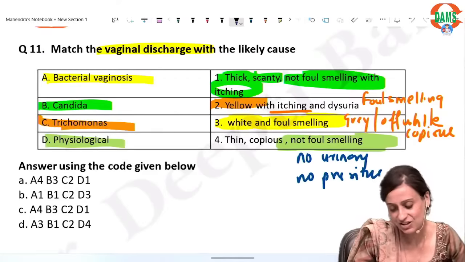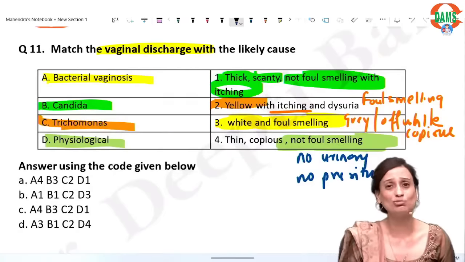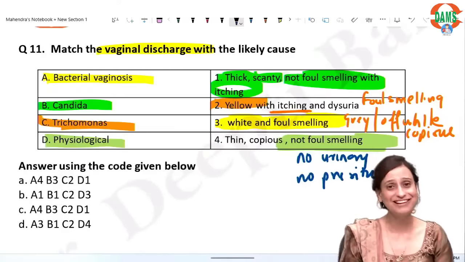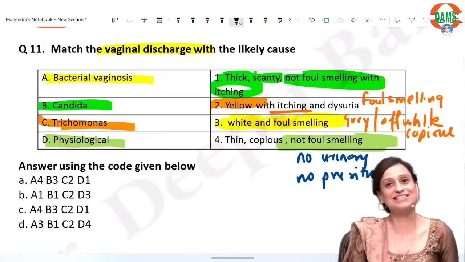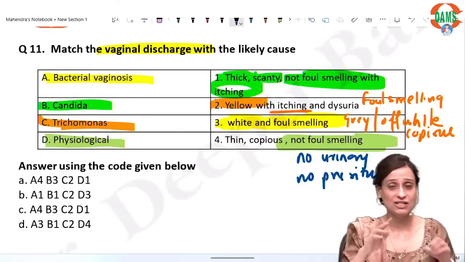Why do I say the discharge can be thin or thick? Because it depends on the hormone. If it's estrogen, it is a thin discharge. If it's progesterone, it will be a thick discharge. If it's scanty, it's progesterone. If it's copious, it's estrogen. So don't rely your answers on that. Rely your answers on other things.